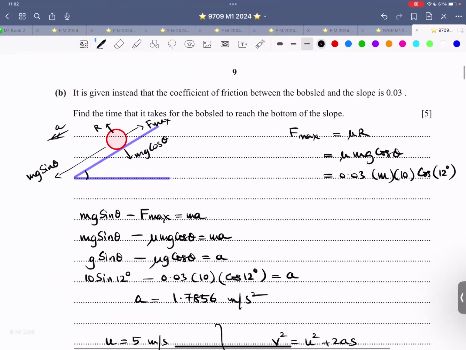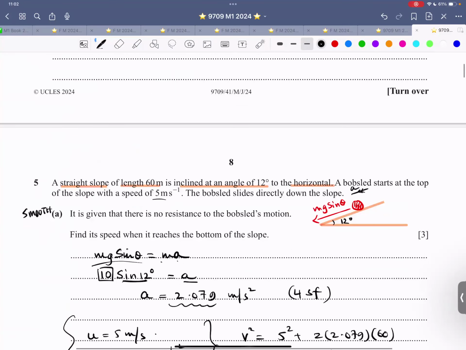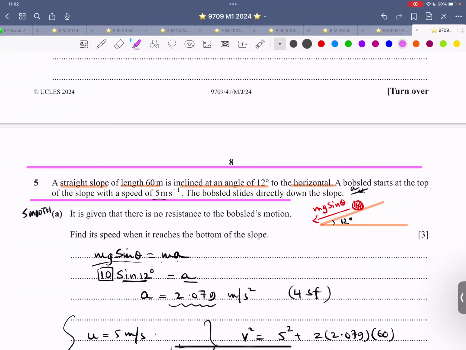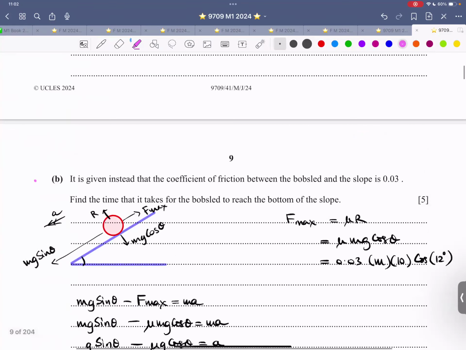The next one, it is given instead. So now everything is the same. Again, let me emphasize this because nowadays people do make these mistakes. I don't want you to be making mistakes. This first paragraph is for both the parts. This is for part A. This is also for part B.